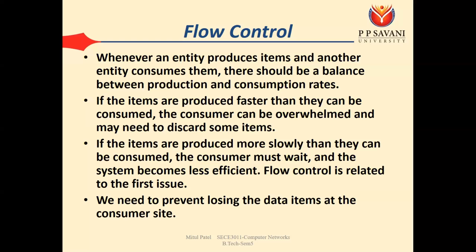So flow control is related to the first issue: if the items are produced faster, then they can be consumed and the consumer can be overwhelmed and may need to discard some items. If the sender's speed is more than the receiver's, then the receiver will be overwhelmed, and that machine will discard some of the frames. So we need to prevent losing the data items on the consumer side. For that we require a flow control mechanism.